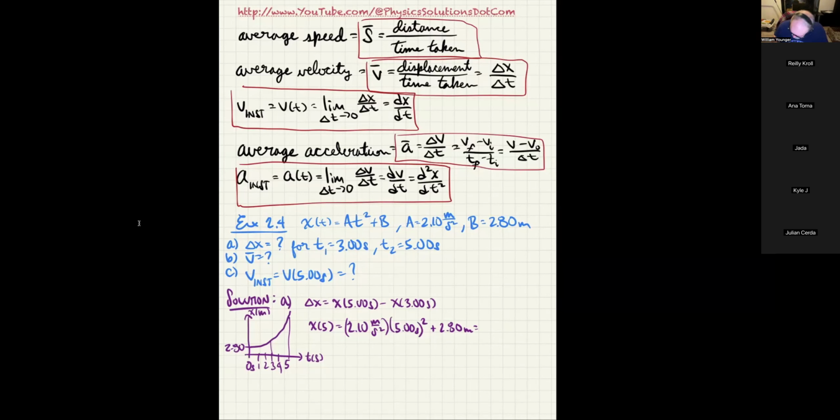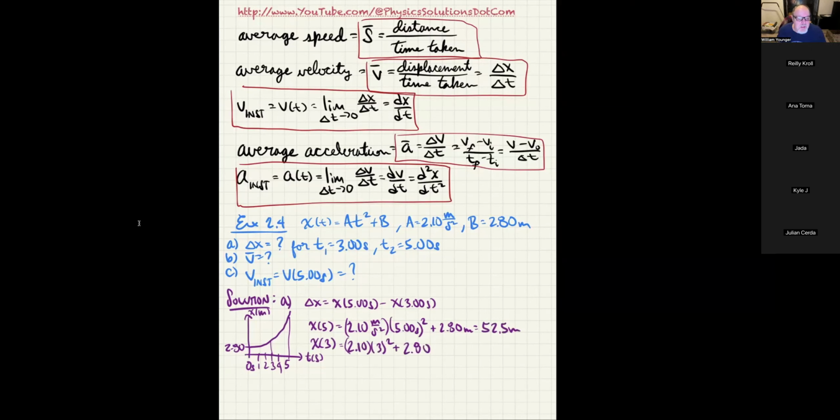Let's double check. There's a good chance I make a mistake here. So 2.1 times 5 squared, just to be careful so I don't make a mistake. That's 52.5. And x of 3 is going to be 2.10, I'll leave off the units this time, times 3 squared plus 2.80.